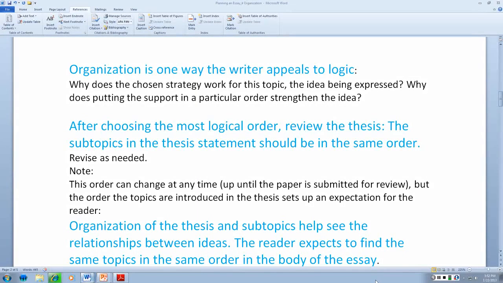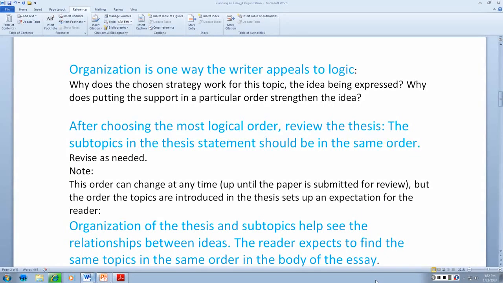emphatic, review the thesis and again make adjustments as necessary so that the subtopics and the statement in the thesis reflect one another. If we have ABC in the thesis, then the subtopics should be ordered ABC. If we decide we want to order them differently, then we need to make sure that both the thesis and the order of the body paragraphs is the same.